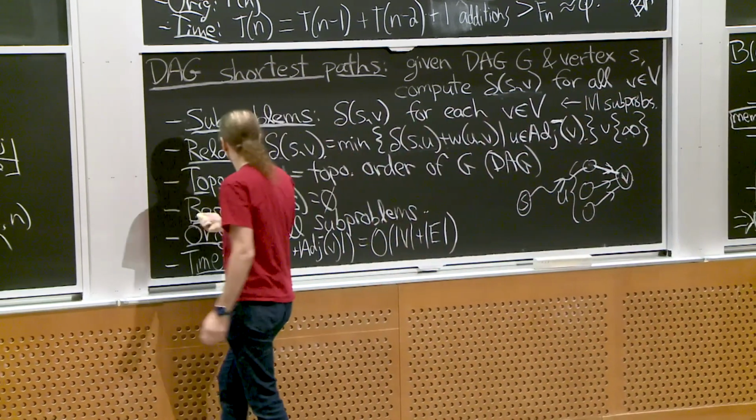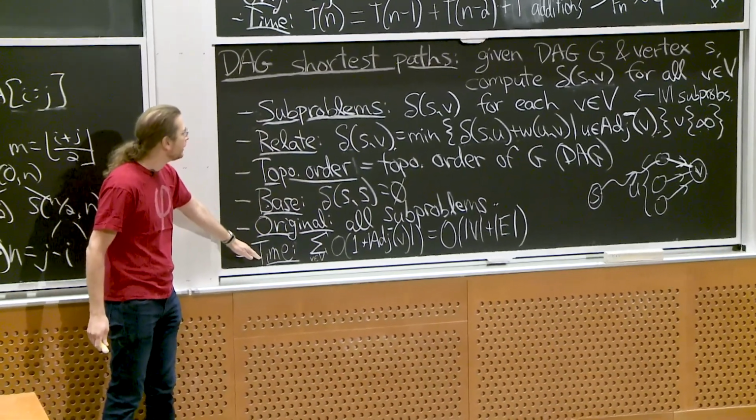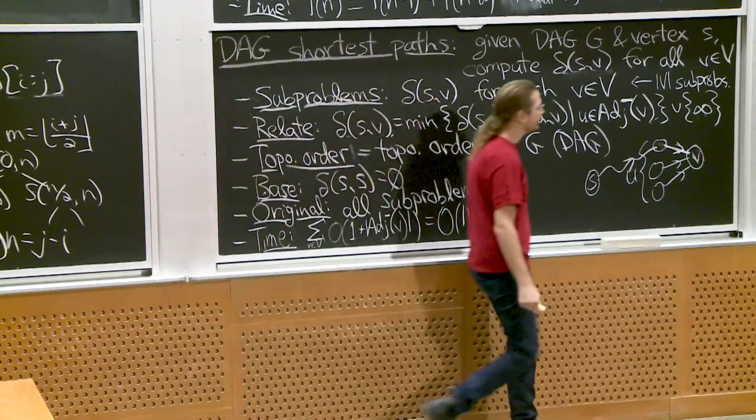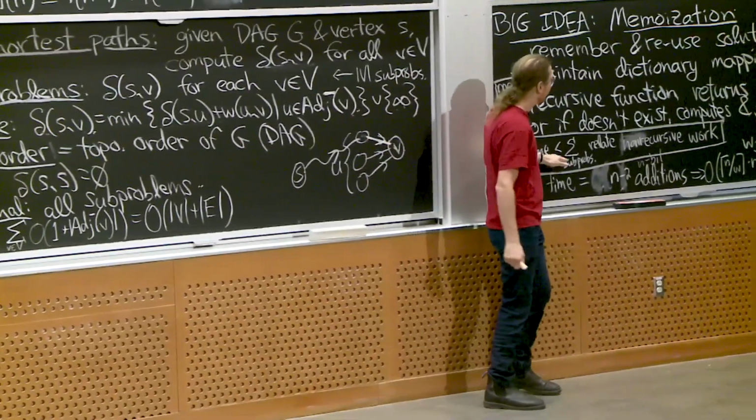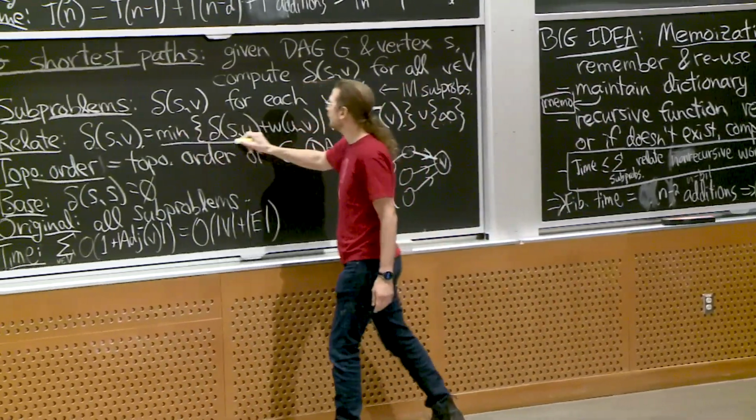OK, we have a base case, which is delta of SS equals 0. And the running time is, again, we can use this formula and say, let's just sum over all the subproblems of the non-recursive work in our recurrence relation. And so it's computing this min.